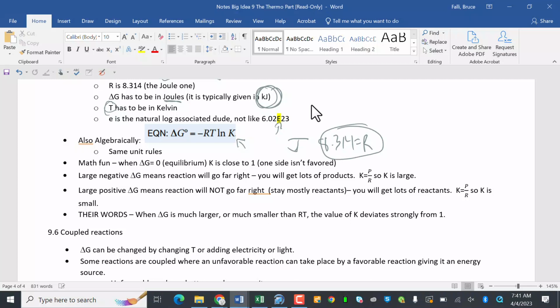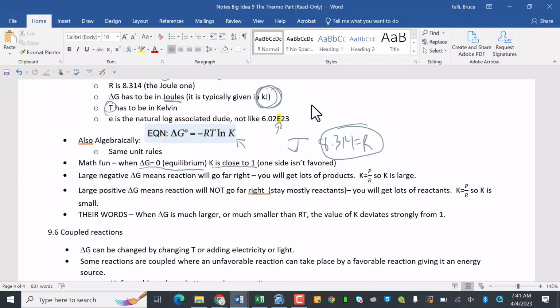Math fun. When delta G equals 0, it's at equilibrium. K is close to 1. One side isn't favored because if you're at equilibrium, you have equal rates, right? So that means it's not going one way or the other. So when delta G is 0, K is close to 1.